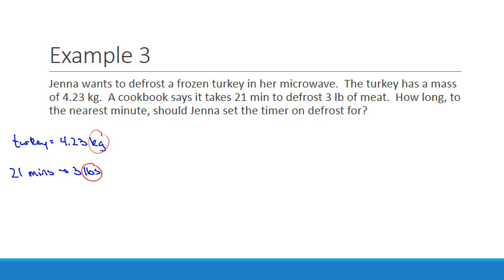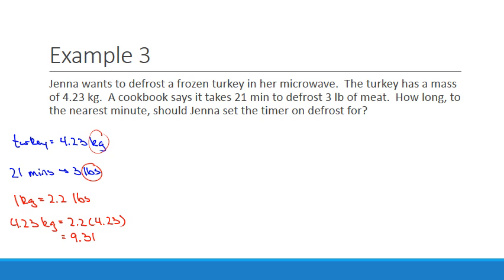See, my instruction is 21 minutes for every 3 pounds. I might as well convert my kilograms into pounds. Not too tough to do. So the way I do that is, remember, 1 kilogram is approximately 2.2 pounds. So if I have 4.23 kilograms, I go my 2.2 times the 4.23, and that is 9.31.